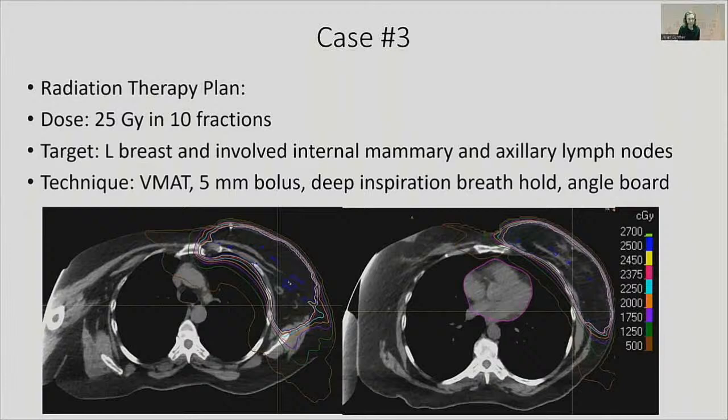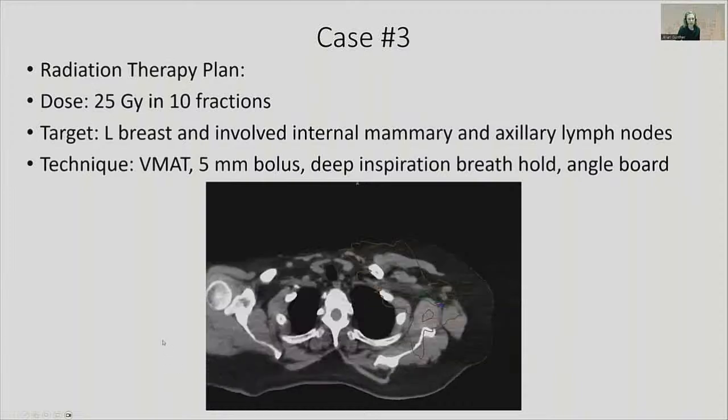She was dispositioned to radiation therapy with a total dose of 25 gray in 10 fractions. The target was the left breast and those involved internal mammary and axillary lymph nodes. This plan was delivered using VMAT with 5 millimeters of bolus. She was treated using deep inspiration breath hold and placed on an angled board. We'll talk about this a bit more.